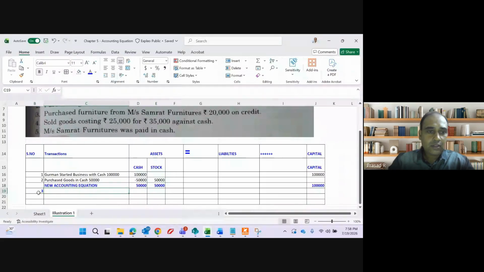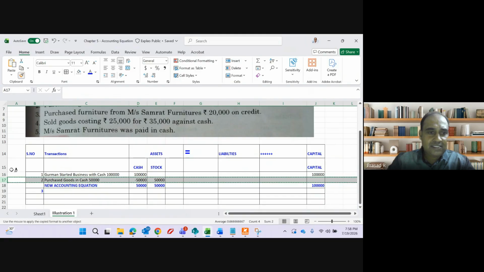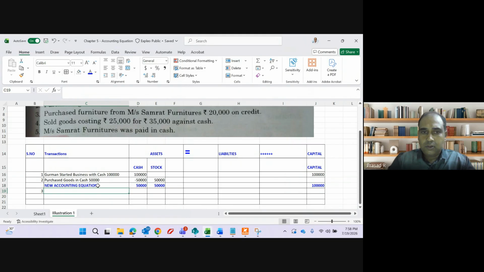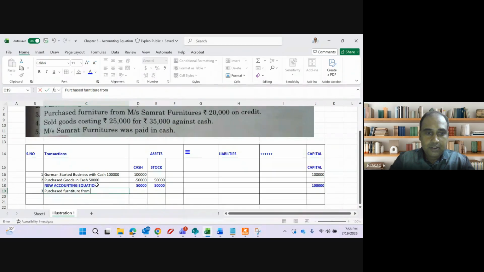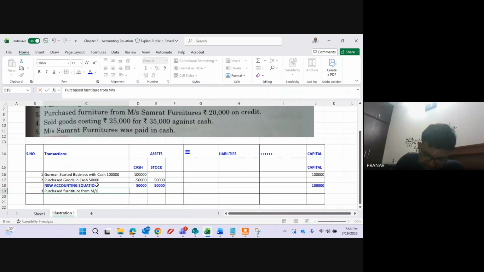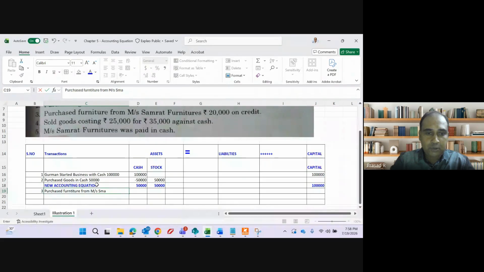Third transaction, guys. Can you read it out? It's there on the screen. Purchased furniture from Samrat Furniture for rupees 20,000 on credit. Ignore all typos, guys.